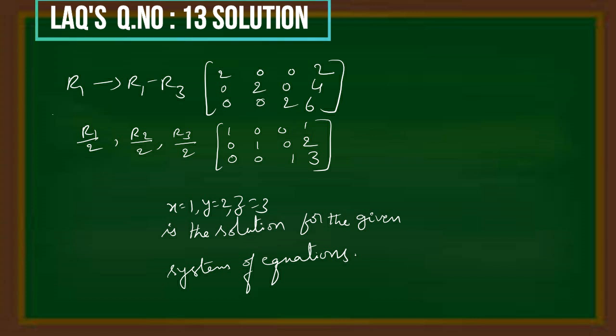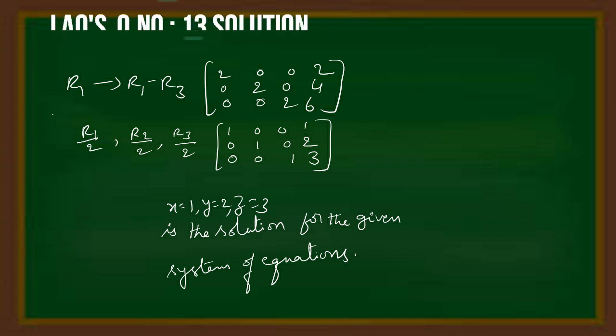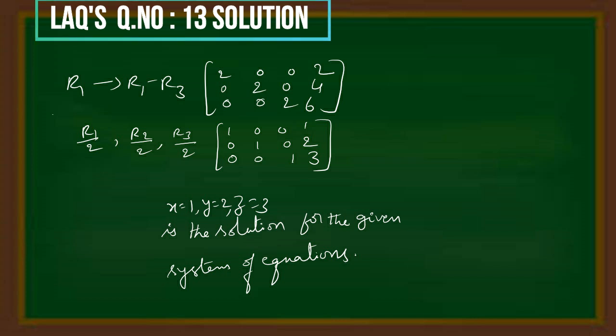Therefore, the given augmented matrix can be changed into this matrix. Therefore, x is equal to 1, y is equal to 2, z is equal to 3 is the solution for the given system of equations. In Gauss-Jordan method, we use only row operations.